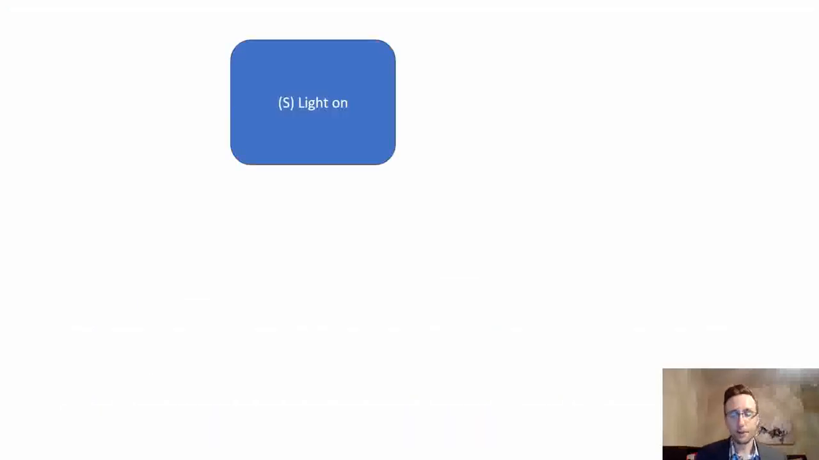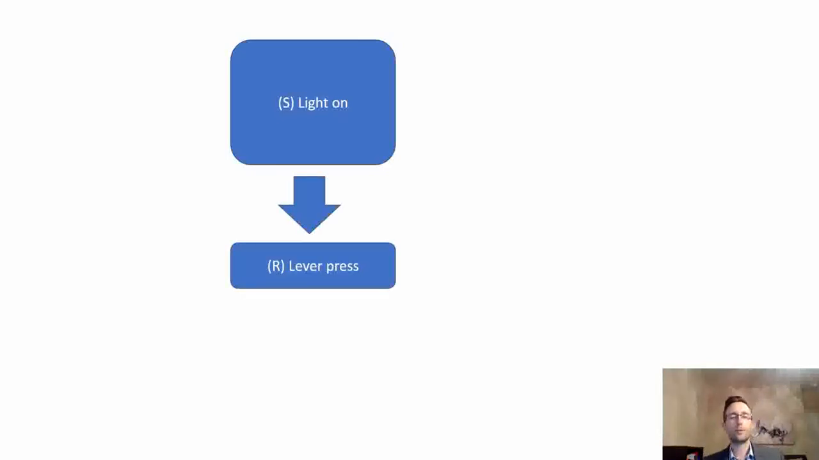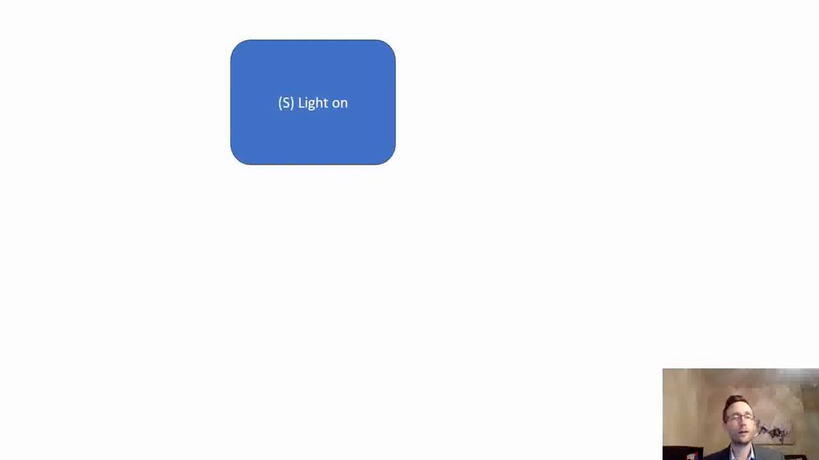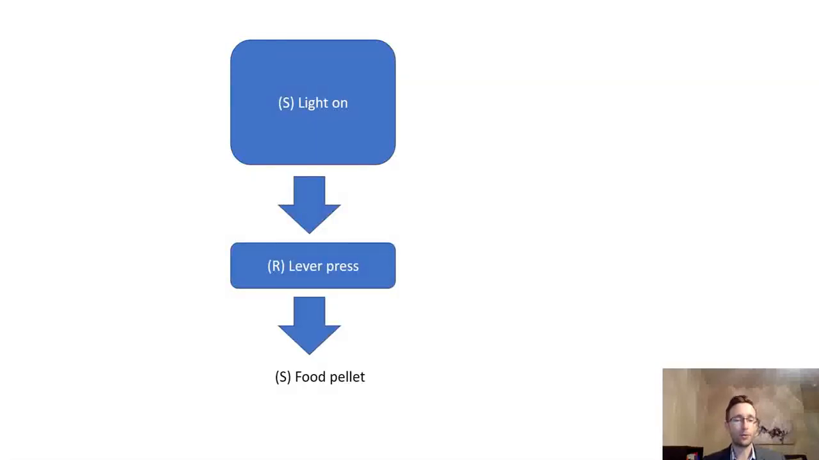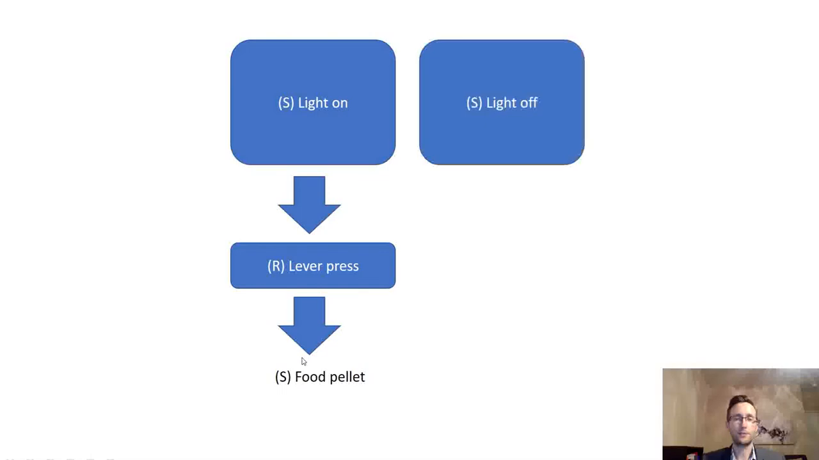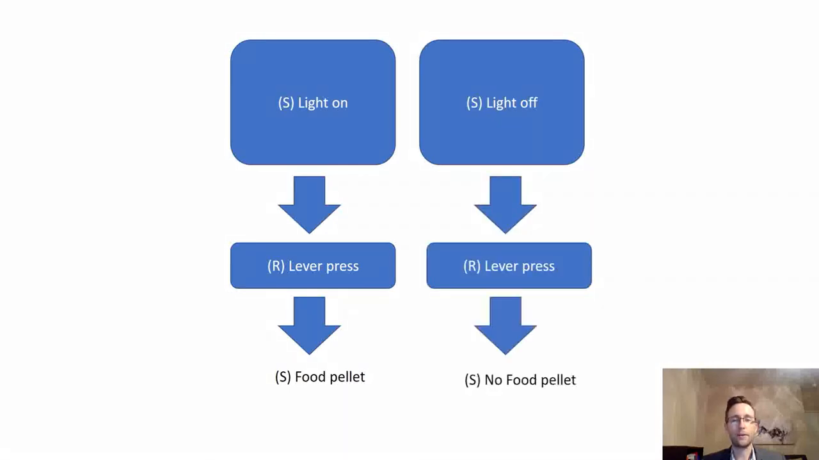Okay, let me give you an example, a visual depiction of this procedure. So pretend a rat is pressing a lever for food pellets in an operant chamber. And you present a light in the box, and when the light is on, if the rat presses the lever, it produces a food pellet. There's our SRS contingency. Alternatively, in the condition where the light is off, if the rat presses the lever, it does not produce a food pellet. That's another SRS contingency.